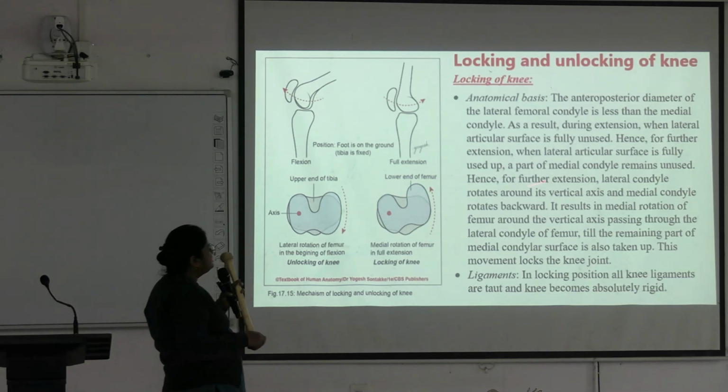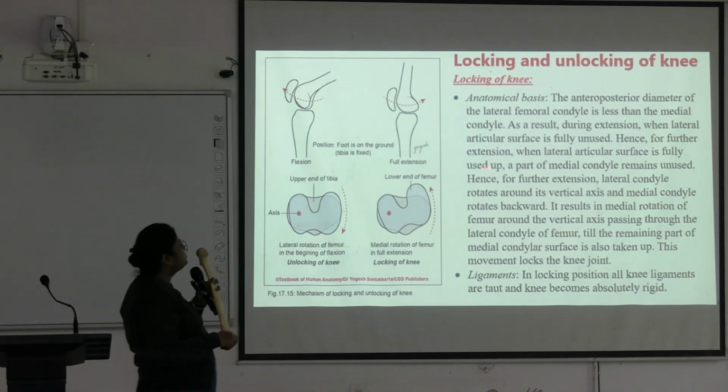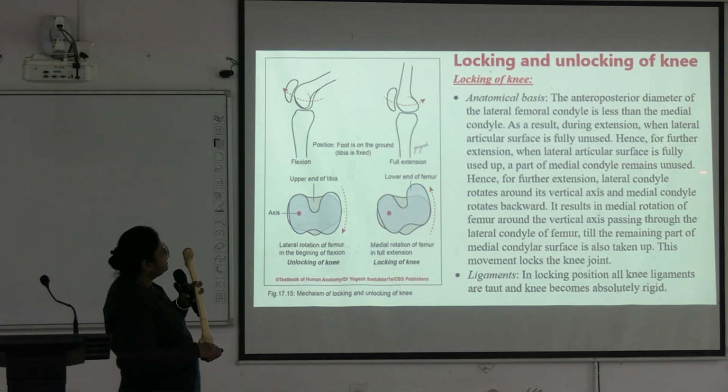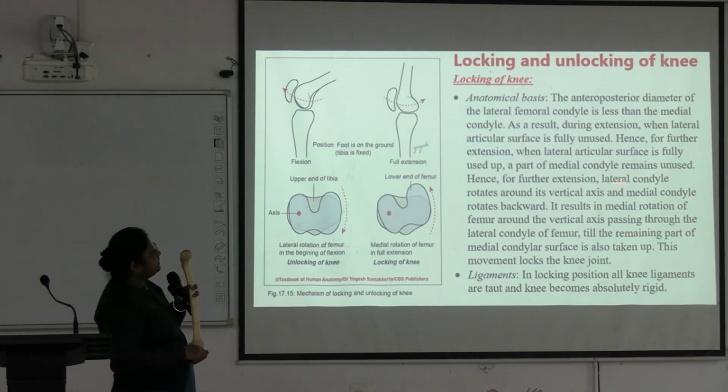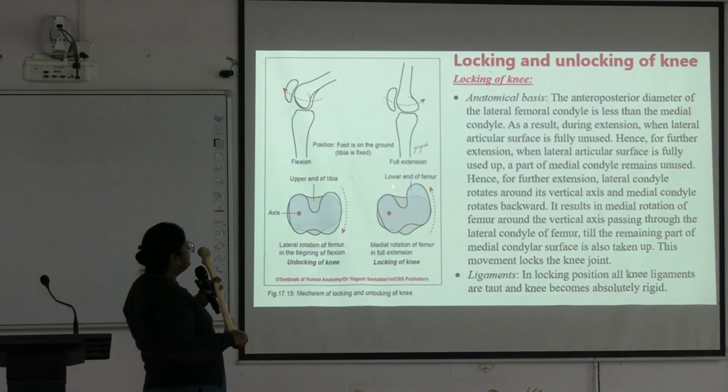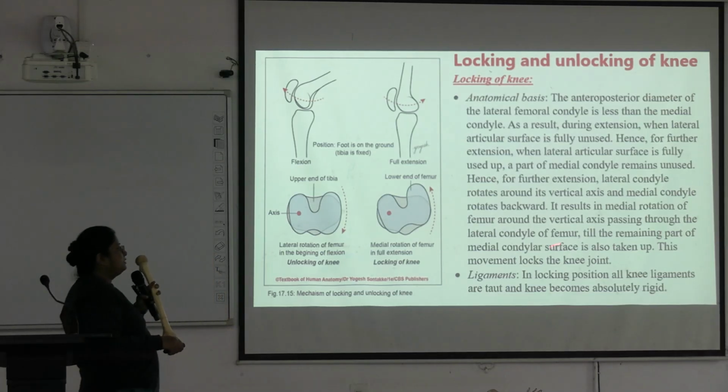Hence, for further extension, when the lateral articular surface is fully used up, a part of the medial condyle remains unused. Hence, the lateral condyle rotates around its vertical axis and the medial condyle rotates backward. The medial condyle is rotating backward and the lateral condyle is rotating medially, and it results in medial rotation of the femur around the vertical axis passing through the lateral condyle of the femur, till the remaining part of the medial condyle articular surface is also taken up. And this movement locks the knee joint.